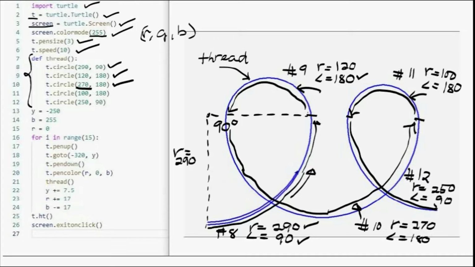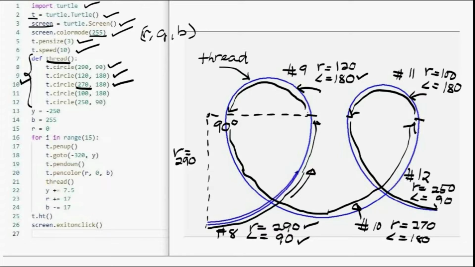So I hope that you understand how to draw rules like this using the arcs. So we have defined the thread using lines number 7 up to 12. Now we start the execution.